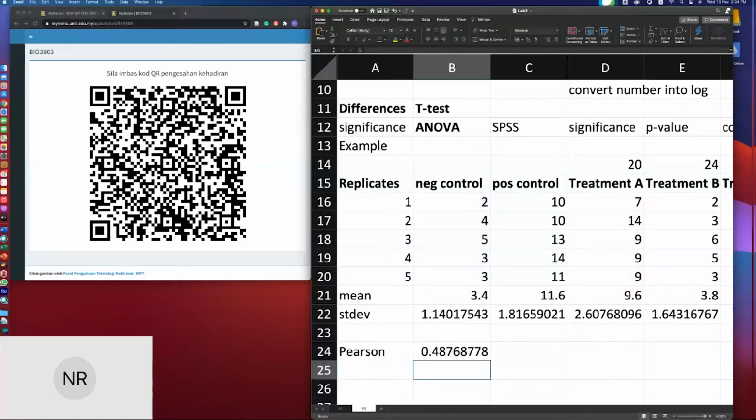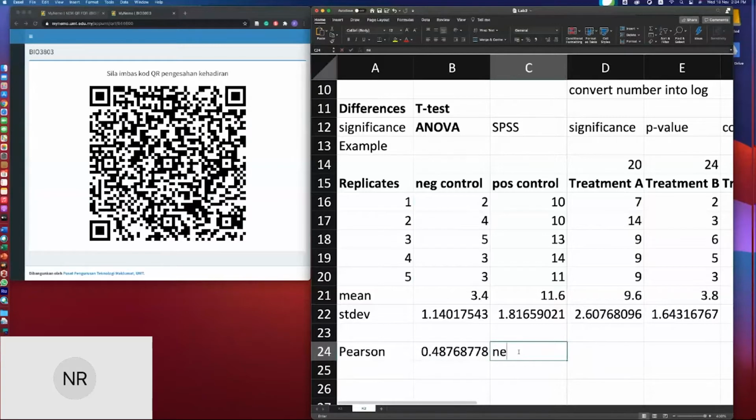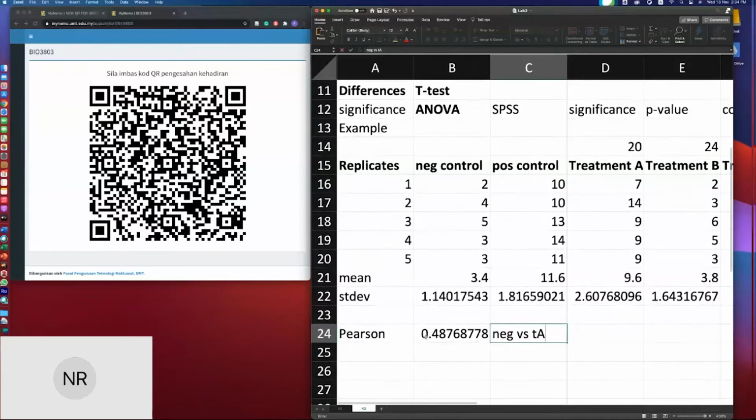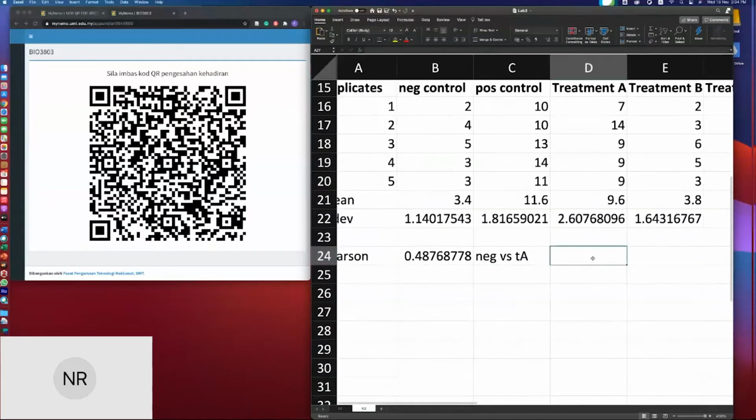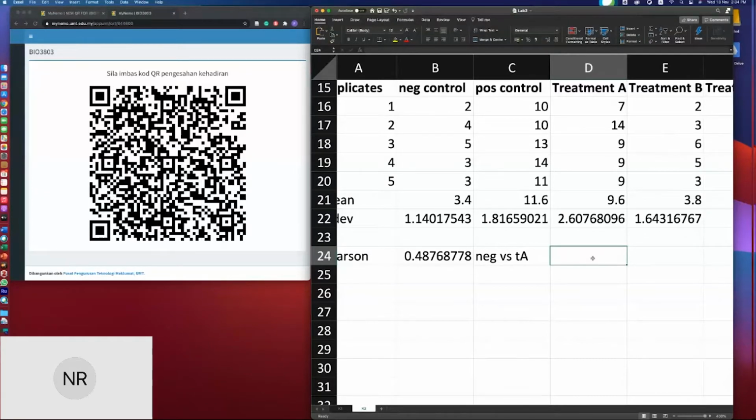So the result here is 0.487. In this instance, we're comparing between the negative control versus treatment A. So when we do a Pearson correlation, we want to make sure whether our finding is positive, have a linear relationship, or they have the inverse relationship between the two factors, or it doesn't have any relationship at all.